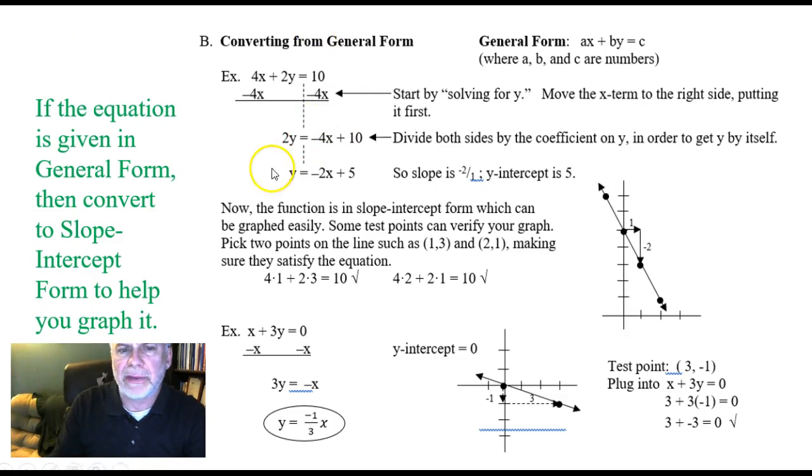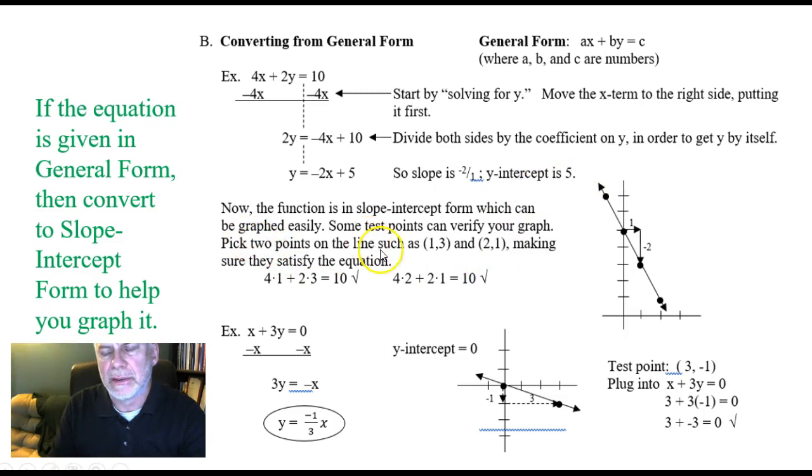So now we just have to get rid of the 2. So I'm going to divide everything by 2. And so 2 divided by 2 gives you just y, or 1y. Negative 4 divided by 2 is negative 2. And then 10 divided by 2 is 5. So now we have this equation in slope-intercept form. And the slope would be negative 2 over 1, or negative 2. And the y-intercept would be 5.